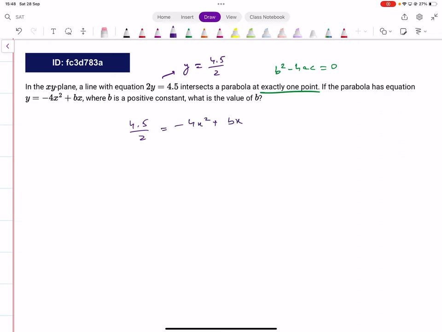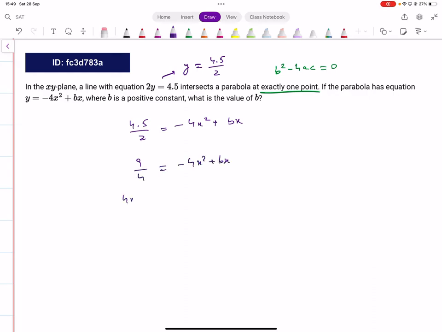Is that okay? You equate them first of all. That's the first thing you do in such problems, right? Now you have to find b square minus 4ac and put that equal to 0. We did this in quadratics. 2.25, or in fraction, if you put this on a calculator, it will be 9 over 4. 9 over 4 equals minus 4x squared plus bx.